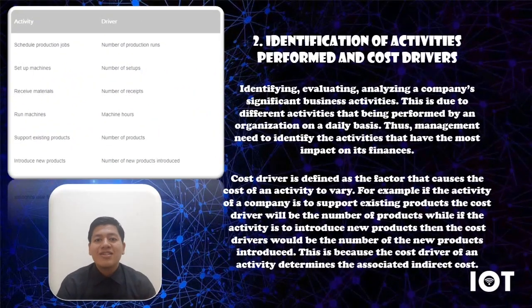The second stage is the identification of activities performed and cost drivers. The management needs to identify, evaluate and analyze a company's significant business activities. This is due to the different activities that will be performed by an organization on a daily basis. Thus, the management needs to identify the activities that have the most impact on its finance.